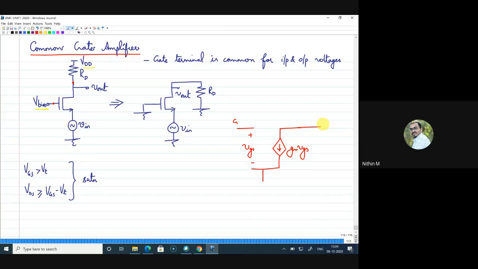Now for this, I have to add the additional components. That means at the source, I have to connect Vin. The gate is grounded. At the drain, I have the resistance RD, which is connected to ground. And this point is the output voltage.